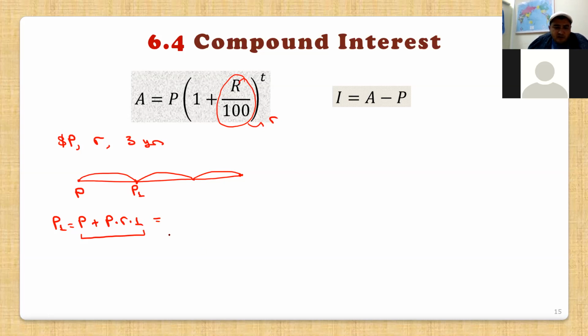Now, if you simplify this, 1 times anything is itself, and P is a common factor. You can just take this out. Here we have 1 plus R. Now, at the end of the first year, you have this money. If you want, you can withdraw this money from the bank. Okay, now you just continue keeping your money in the bank.